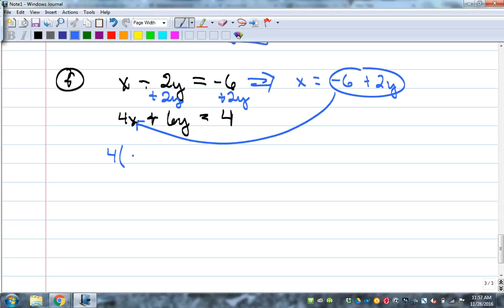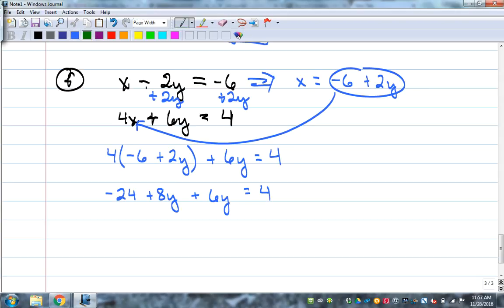4 parentheses, -6 plus 2y, and then plus 6y equals 4. So again, it's distributive property with the 4 in the parentheses. So that's going to be -24 plus 8y plus 6y equals 4. And we do have some like terms there that we can put together. 8y and 6y would be 14y. So we have -24 plus 14y is equal to 4.